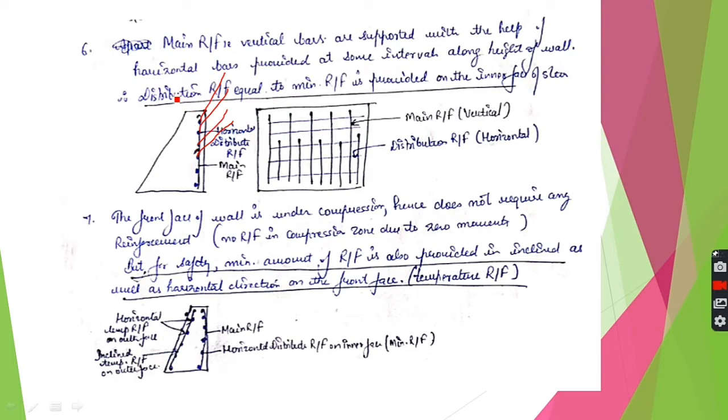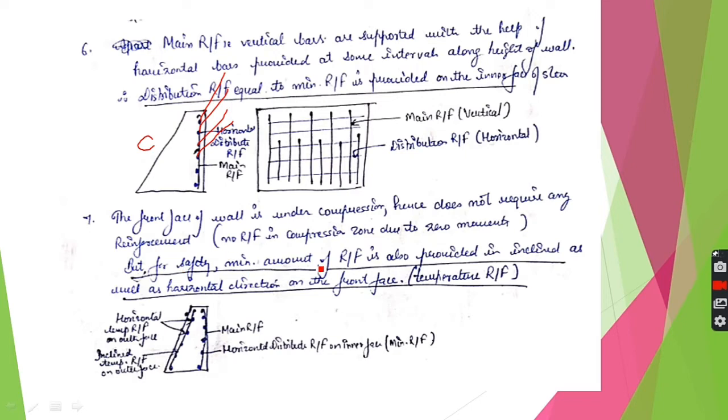Now what about the front face? As we know, this is the compression side. There will be no or very less moments in this side, so no reinforcement is required according to theoretical considerations. But as we are doing the limit state method design, we always have to take the worst cases in picture, and we have to be safe at all times. So in order to be very safe, we provide a certain amount of reinforcement on the front side also, although it is not required theoretically.